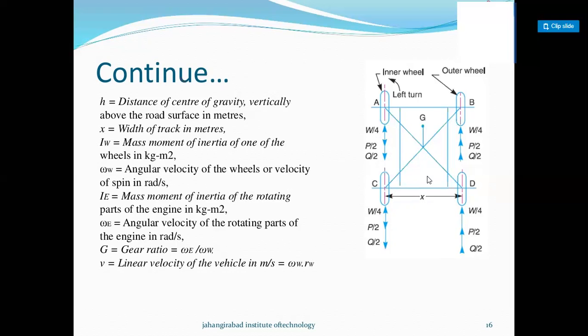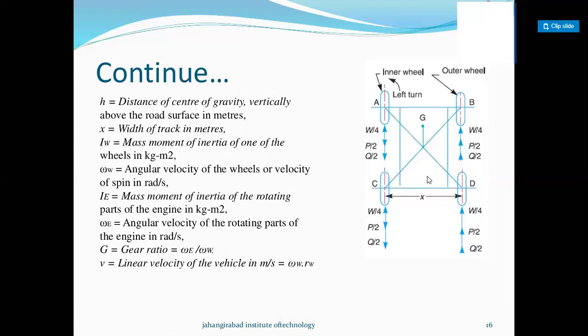So the equation will be mv square upon r. Due to the centrifugal couple, the vertical reaction on the road surface will be produced. The reaction will be vertically upward on the outer wheels and vertically downwards on the inner wheels. Let the magnitude of the reaction at the outer and inner wheels be F newtons.